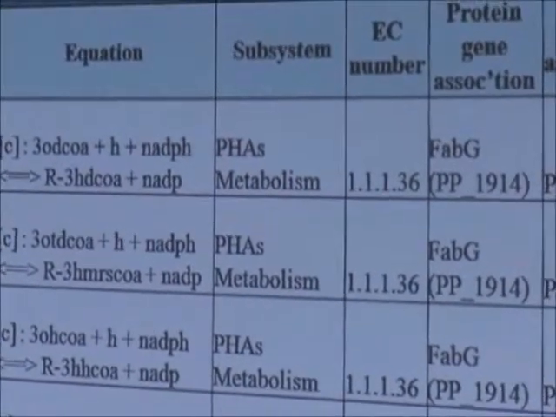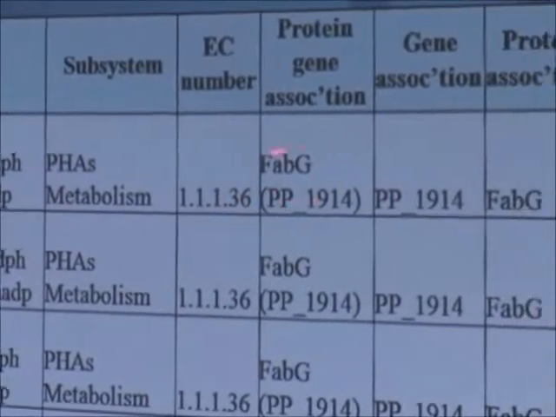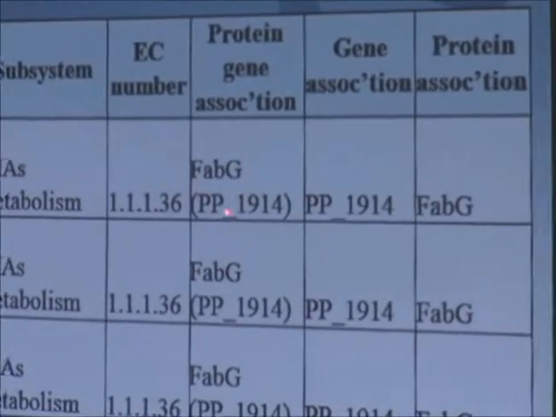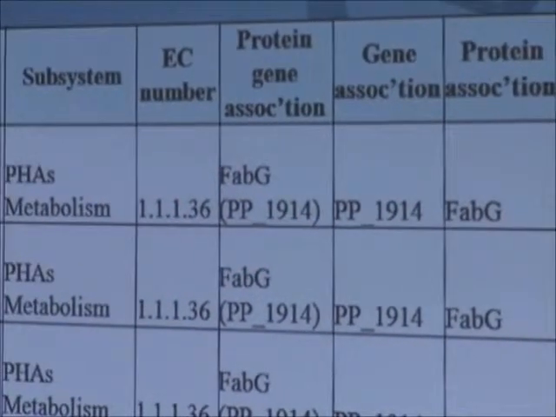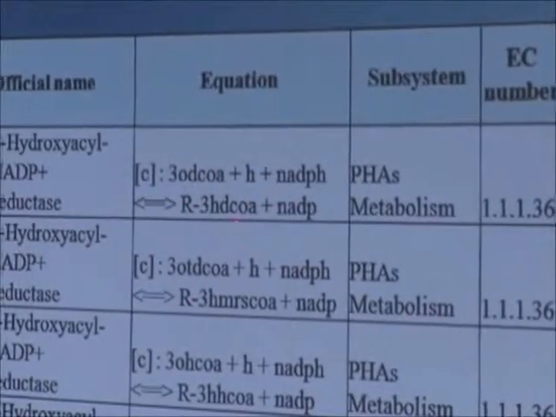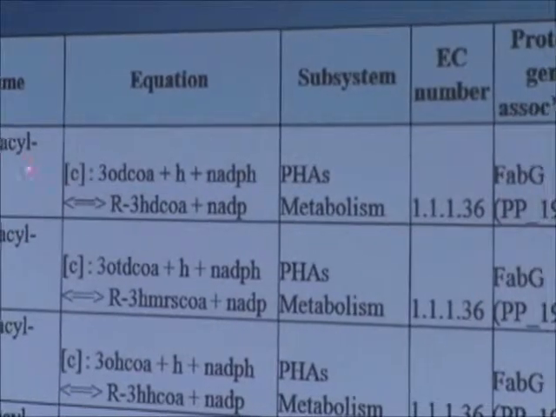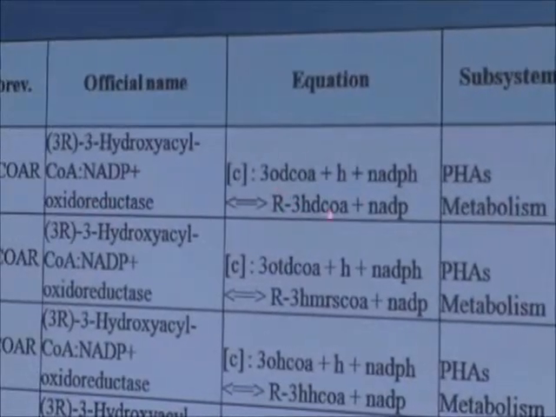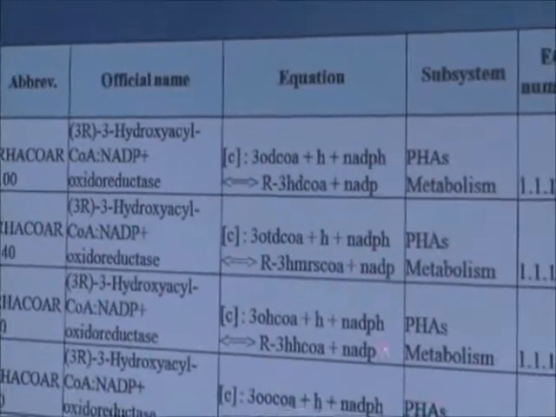But what you found is that you have your equation, you have your subsystem, meaning what type of metabolism it's responsible for. You have your EC number, which is your enzyme number, your protein, which is FabG in this case, and this FabG we know is responsible for this reaction here. And this is an abridged version of the word. It's not tri-OEC, it's trihydroacetyl-CoA, right? Represented by that. Right. So this is what happens here.